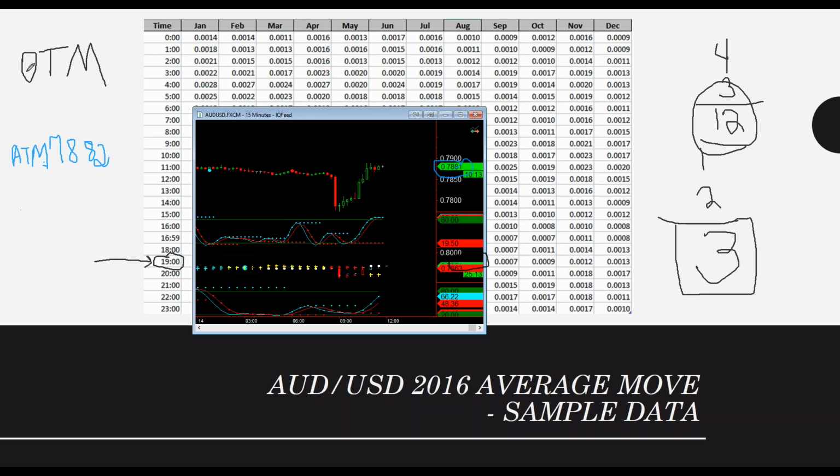All right. And out of the money, if my bias is to the long side, I believe this is going to go up. The first out of the money would be 78.86. How do I know that? Because my strike width is 4 pips. If I add 4 to this, then that makes my out of the money 78.86.